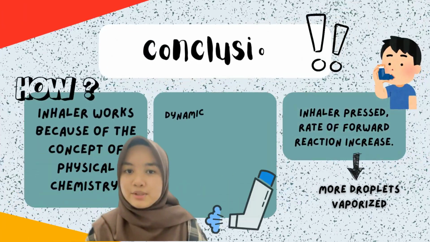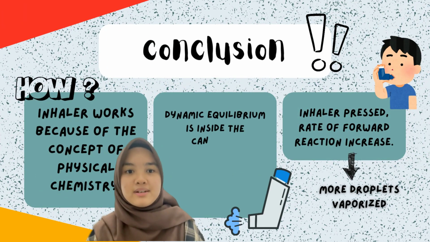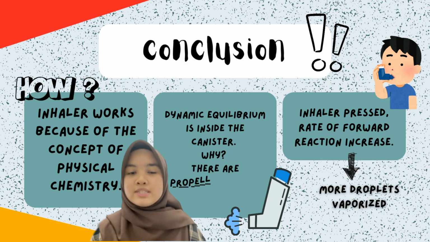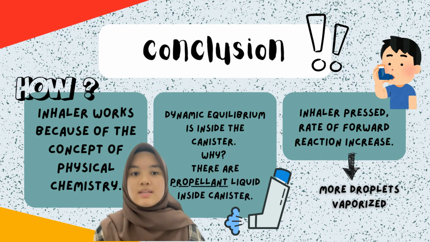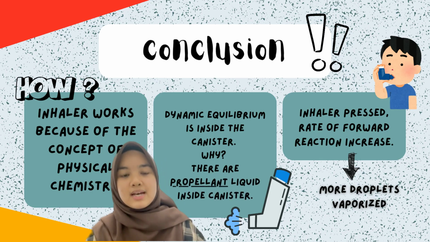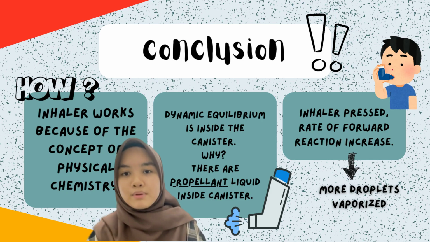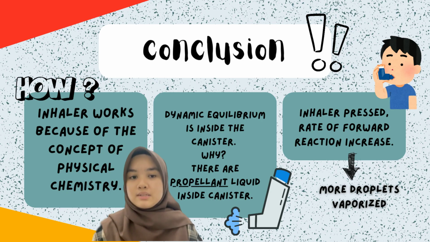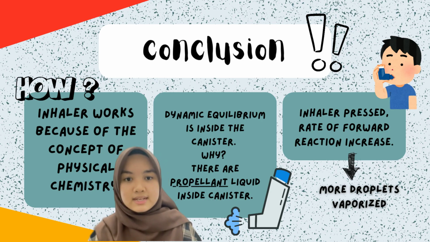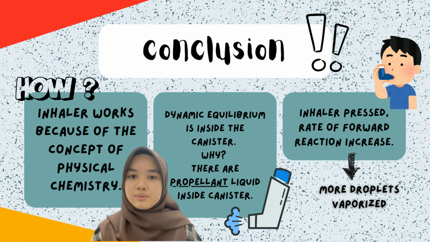Now, I will explain the conclusion. How do inhalers work? Inhalers work because of the concept of physical chemistry, or specifically states of matter and equilibrium. I will summarize what is happening inside the inhaler or the canister. The liquid propellant inside the canister will exert gas. It is said to be in dynamic equilibrium before the canister is pressed. The rate of the forward reaction is equal to the reverse reaction.